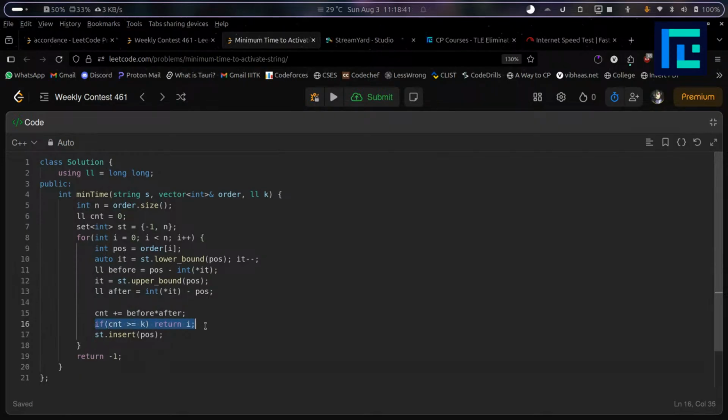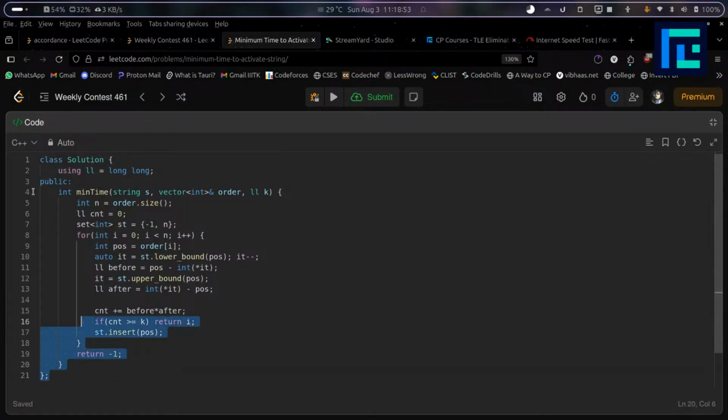If the count has become greater than or equal to k, I can return i because it happened at time i. Otherwise, I continue. I insert this new star in the set and I continue my whole loop. In the end, even if it's not found, I return -1. So that's the code for this problem.